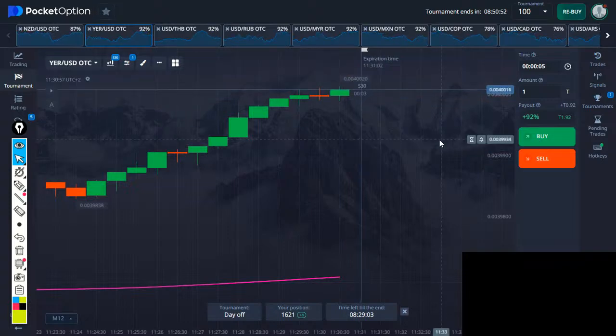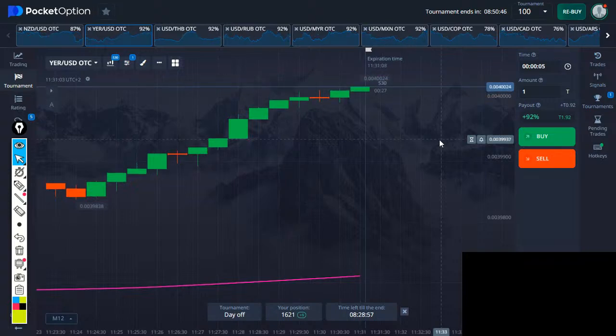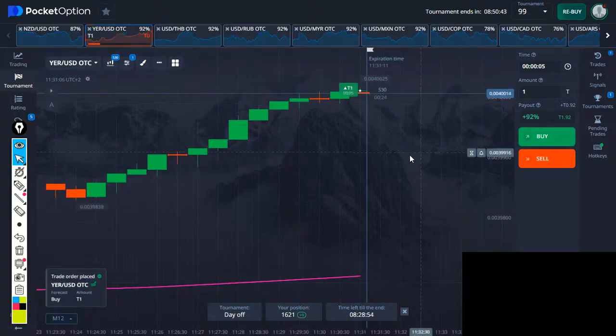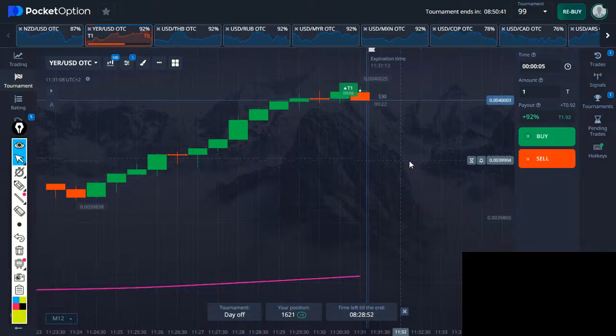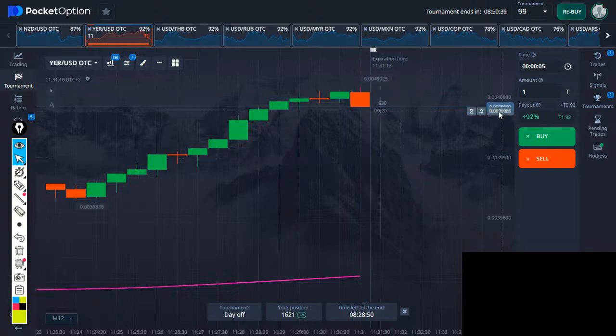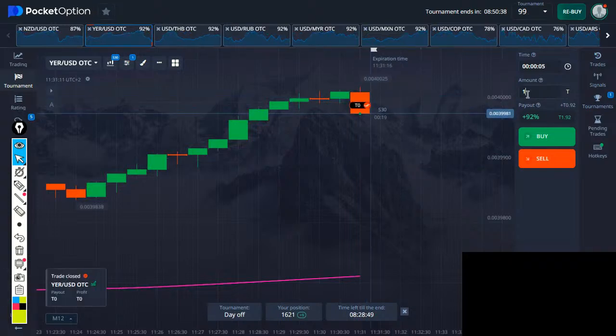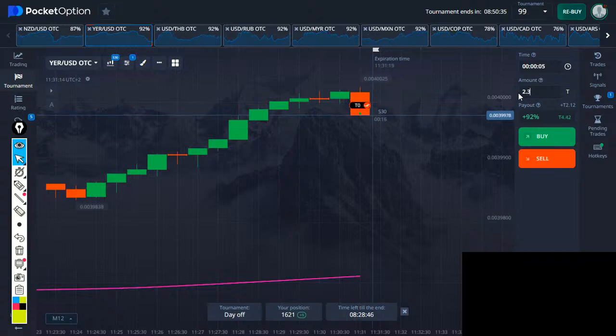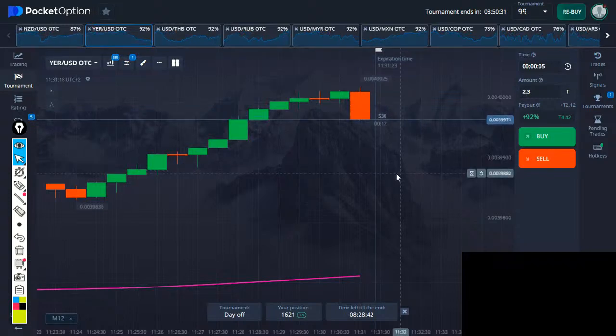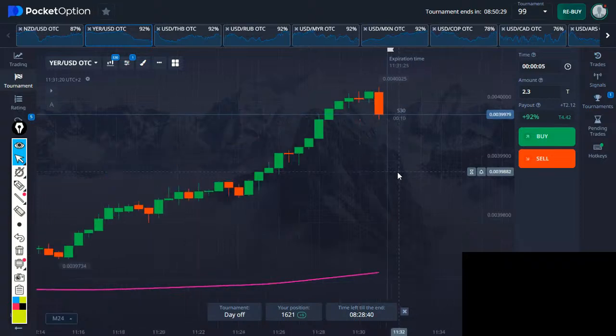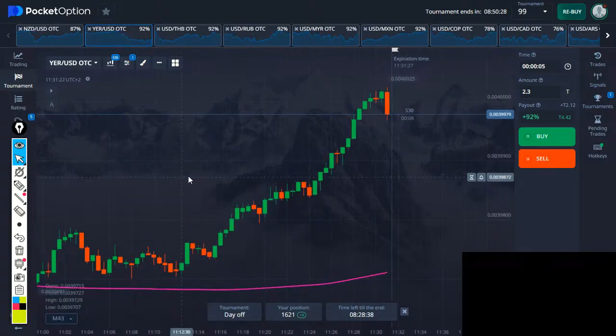So I will wait for the first 5 seconds of the new candle. We have green. We go for a buy, pull back. So this is a loss. So we change the trade amount to the second trade of the spreadsheet, 2.3, and we wait for another signal.